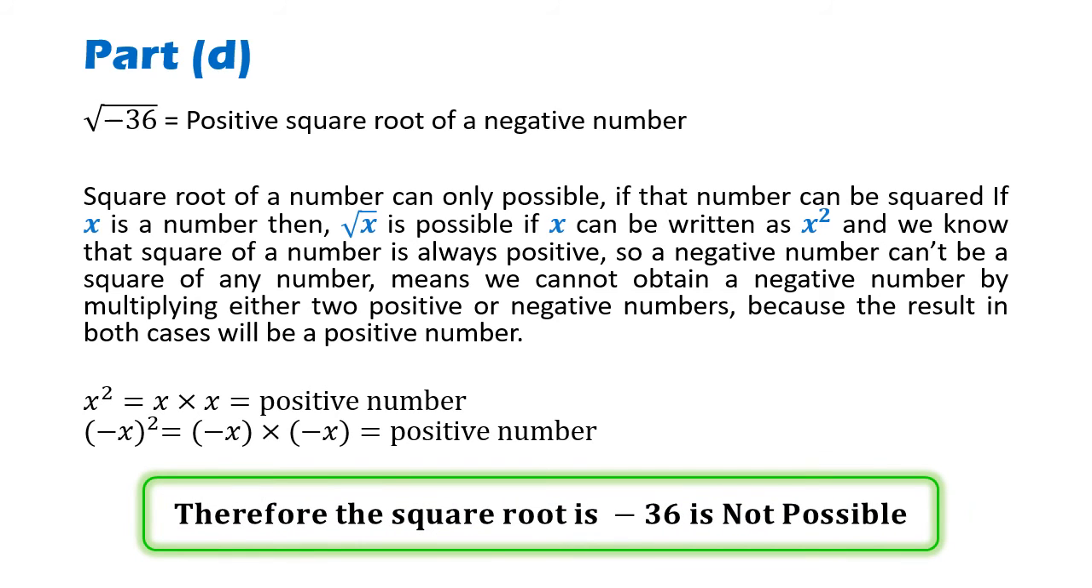Part D. The square root of a number is only possible if that number can be squared. If x is a number, then the square root of x is possible if x can be written as a square, and we know that the square of a number is always positive, so a negative number can't be the square of any number. Means we cannot obtain a negative number by multiplying either two positive or two negative numbers, because the result in both cases will be a positive number. Therefore the square root of minus 36 is not possible.